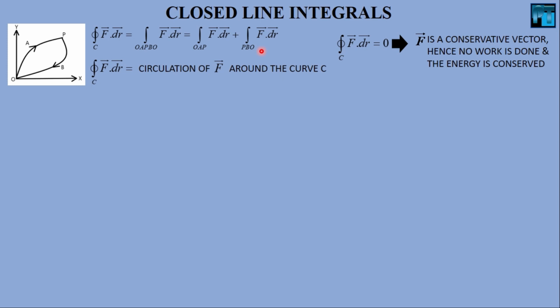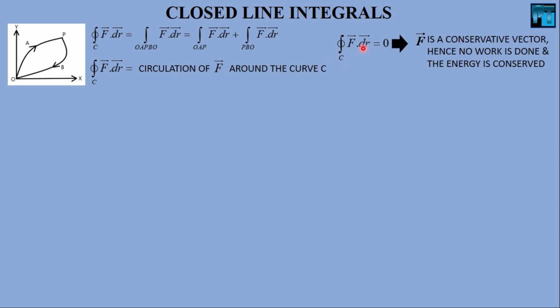Now what happens if this closed line integral becomes 0? If this is 0, then this vector f will represent a conservative vector. Now if a vector is a conservative vector, what will happen? Its curl will be 0. So del cross f will be 0. Again there will be energy conservation and this vector will do no work. So there is no work done by this vector and there is energy conservation due to that.